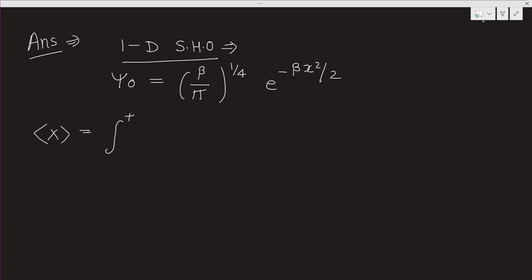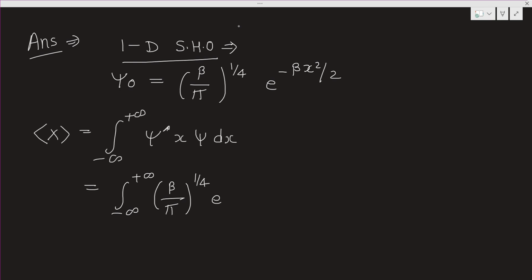That will be, you are putting the limits plus infinity to minus infinity, psi star x psi dx. In this way you are doing it. So you are getting the integral from plus infinity to minus infinity, and here you are writing beta upon pi to the power 1 by 4 e to the power minus beta x square by 2. Then you are writing x, then you are writing beta by pi to the power 1 by 4 e to the power minus beta x square by 2 dx.